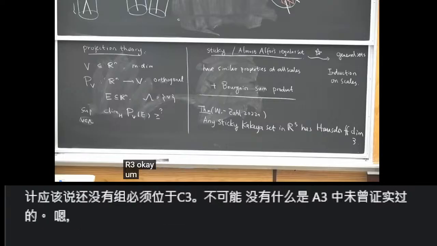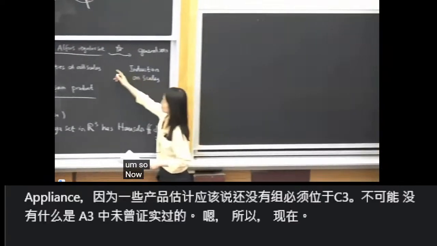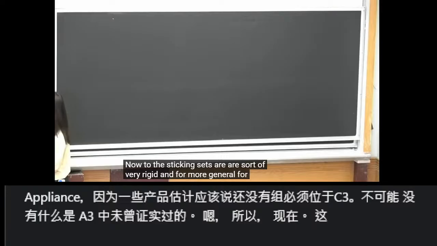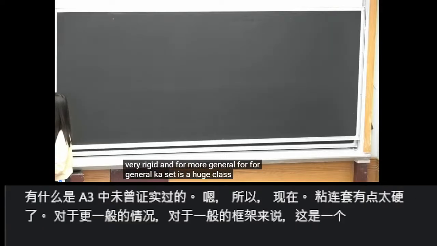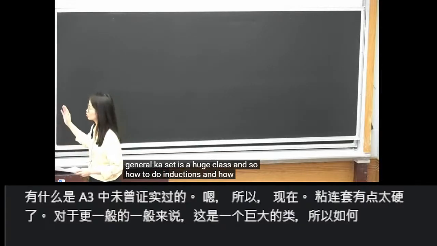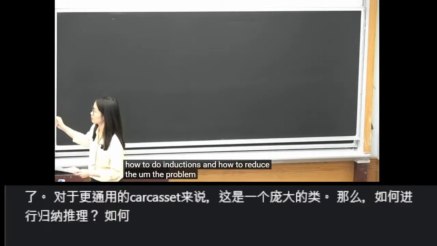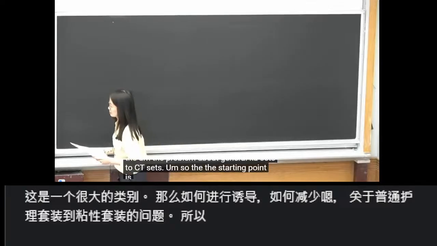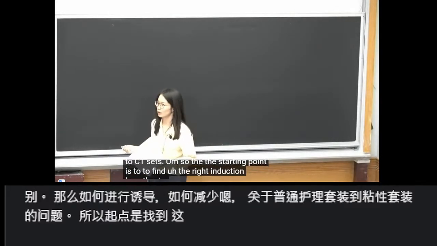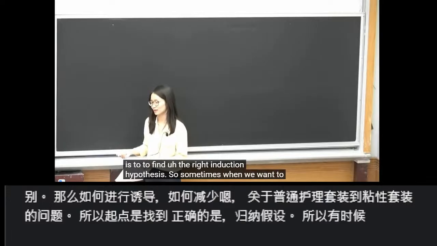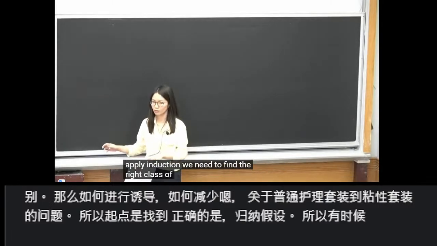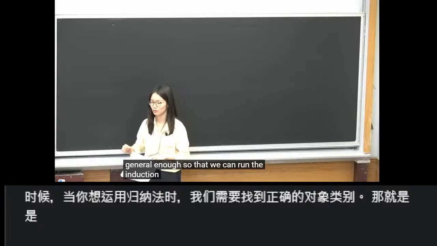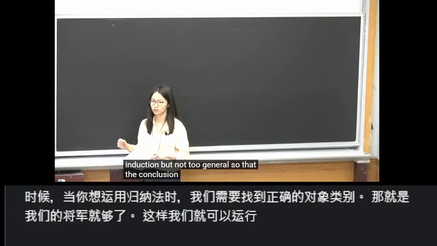Okay. So now the sticky sets are sort of very rigid, and the general Kakeya sets are a huge class. So how do we do induction, and how do we reduce the problem about general Kakeya sets to sticky sets? The starting point is to find the right induction hypothesis. Sometimes when we want to apply induction, we need to find the right class of objects that is general enough so that we can run the induction, but not too general so that the conclusion is false.